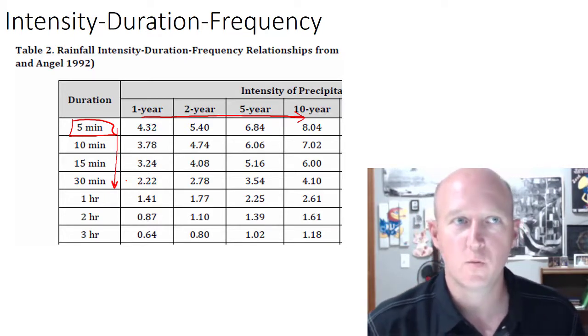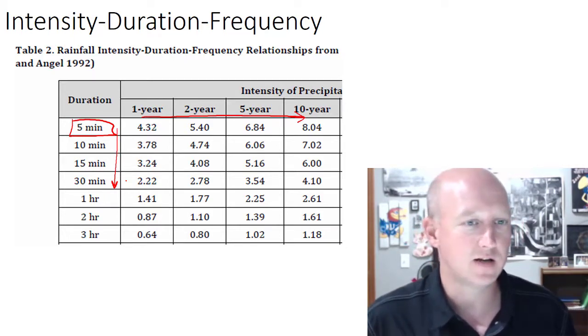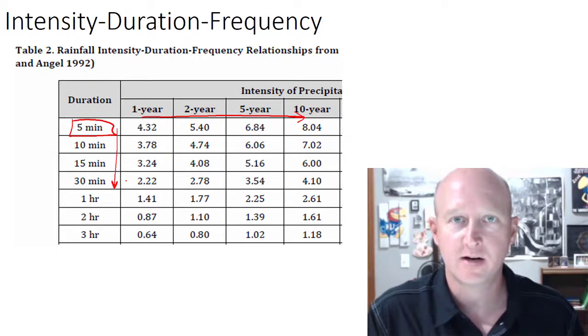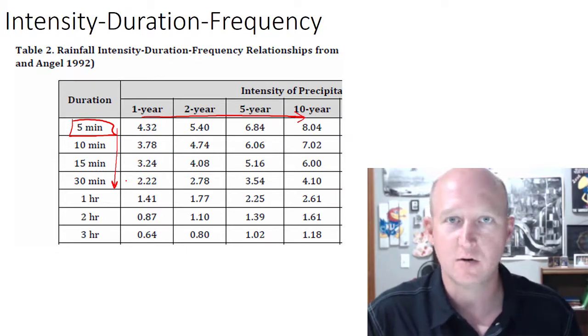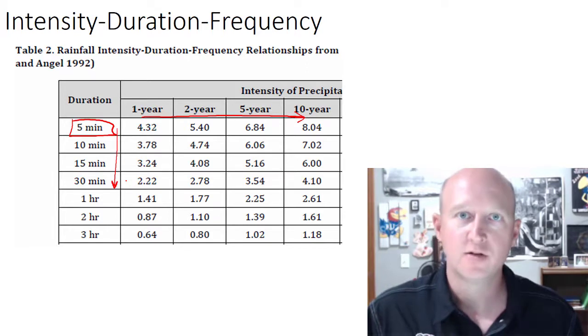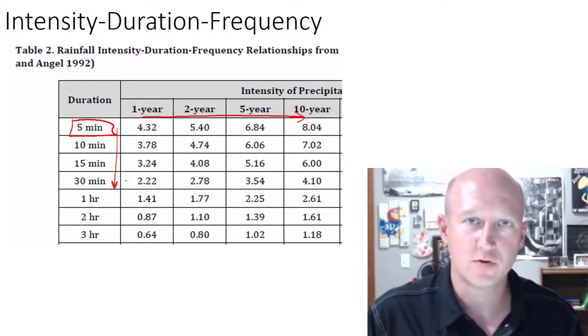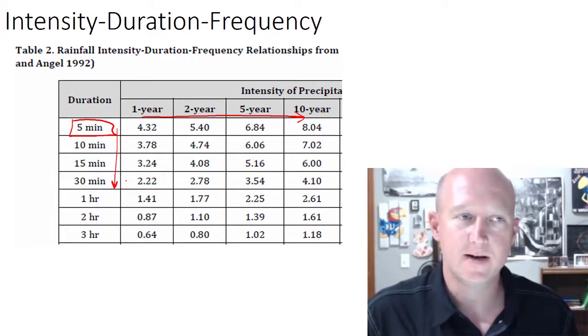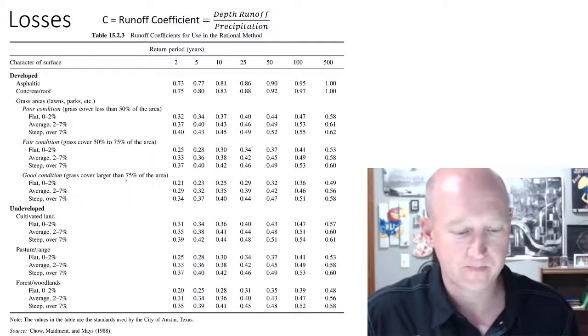It's intuitive. We think of things like it raining really hard for a short period of time, but that can't be sustained over a longer period of time. So choosing that right duration of storm is critical to making the correct design work.